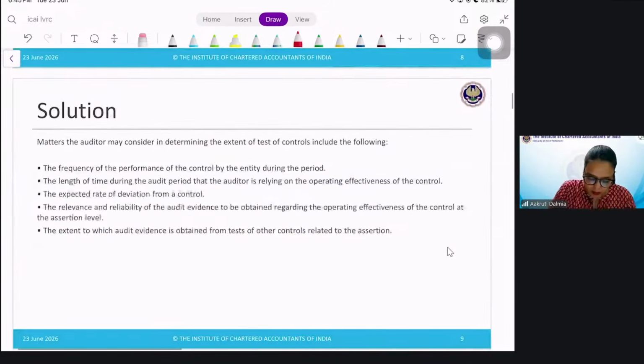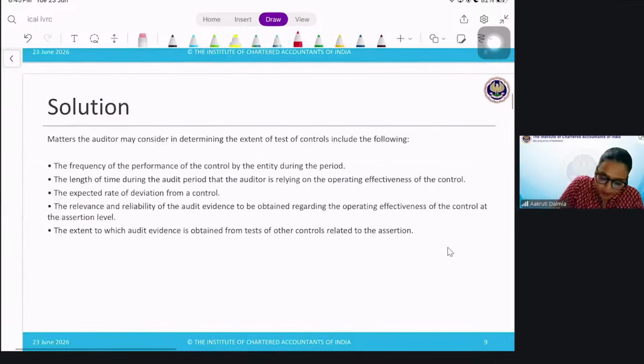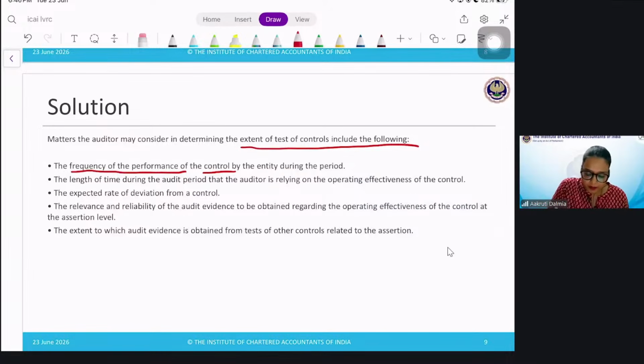So if you see the answer, matters that the auditor may consider in determining the extent of controls testing. How much controls do I need to check? Frequency of the performance of control during the period. If something has been done very infrequently, it has not been done as per schedule, which means you have to check it more. If something has been done very, very regularly, you have to check it less. So if frequency is high, I have to check less. If the frequency is less, I have to check more.